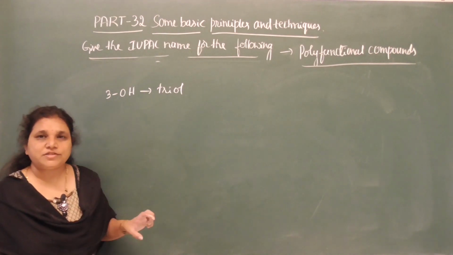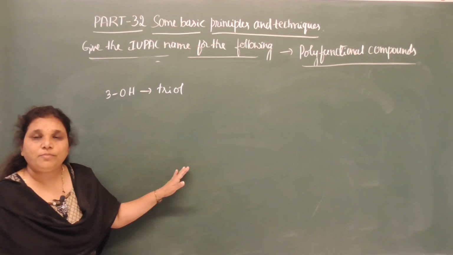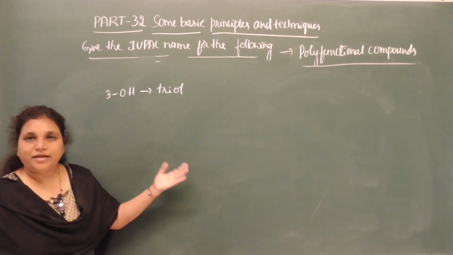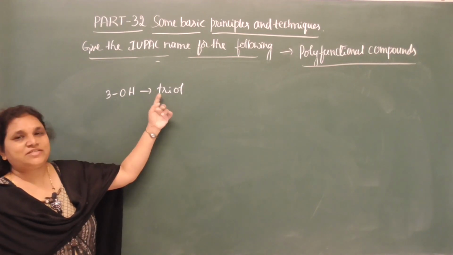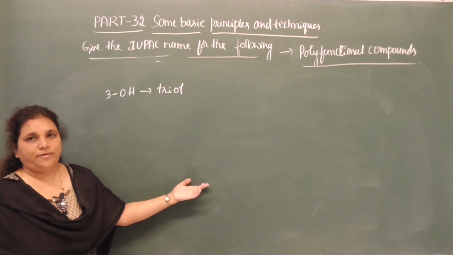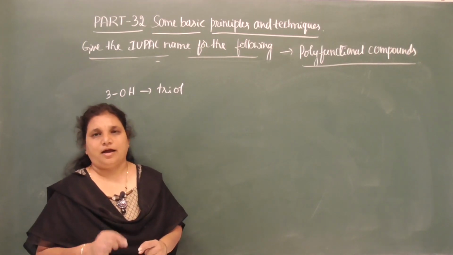If there are two or more identical functional groups and that functional group does not contain a carbon atom, you can use the prefix tri for 3, tetra for 4, penta for 5, when the functional group does not contain carbon.